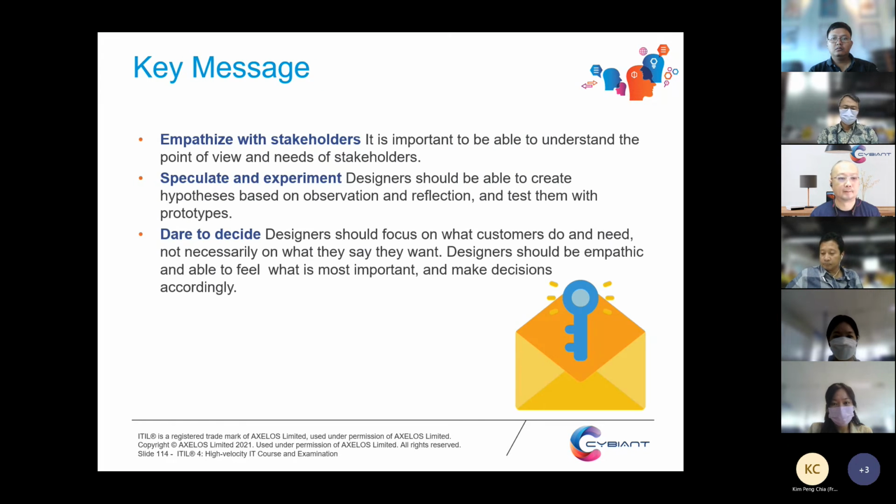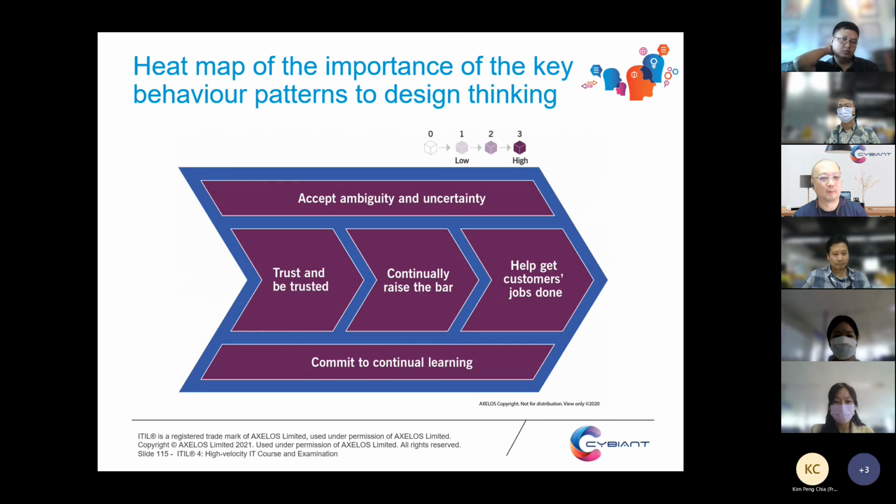Right? So those are the three things when you do design thinking. You have to empathize with stakeholders. You need to speculate and experiment. You need to dare to decide and actually implement. Okay, that's a very, very high level summary. Actually, design thinking is a lot more than that. Okay, cool. Then go back to the heat map to say design thinking is to apply all of this.